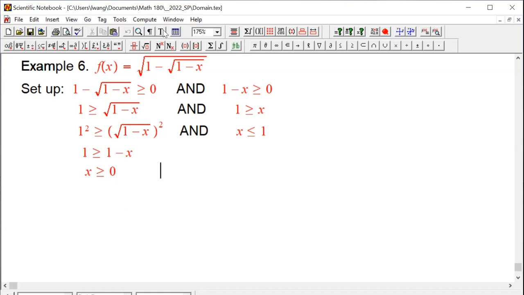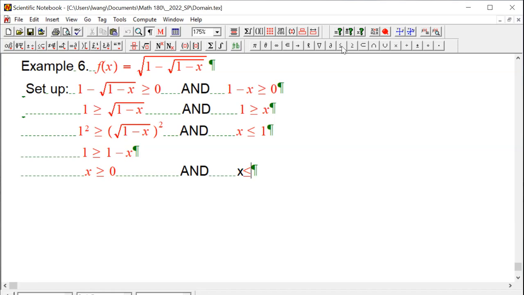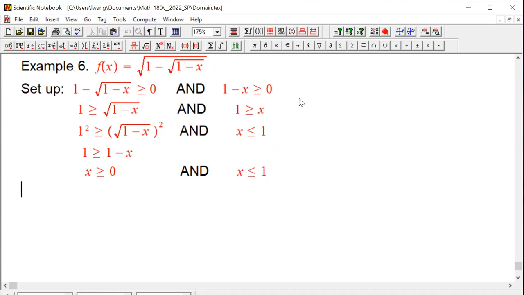And this piece, and x is less than or equal to 1. Okay, so now we're going to combine these two. What are we getting? Well, we're getting x greater than or equal to 0, so 0 less than or equal to x, and x is less than or equal to 1, right?